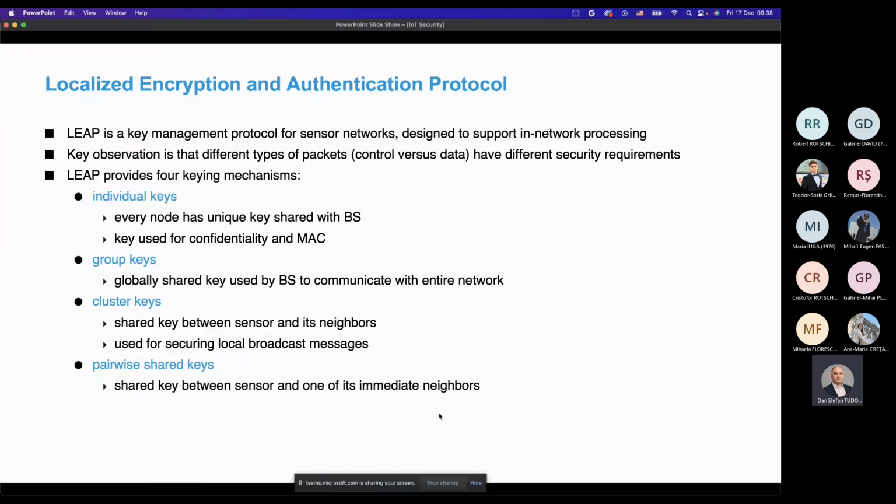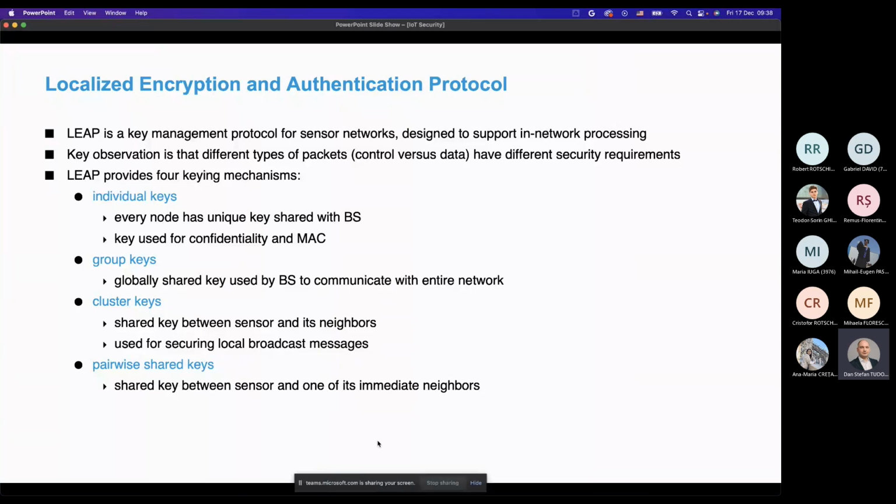A cluster key is a key shared between a sensor node and its neighbors and is used for securing local broadcast messages. So, for example, routing protocol and routing control messages. Finally, this pairwise shared key is a key shared by a sensor node and one of its immediate neighbors. LEAP uses these keys for secure communication among a pair of nodes. So, for example, allowing a node to securely distribute its cluster key to its neighbors or to securely transmit its sensor readings to an aggregation node.